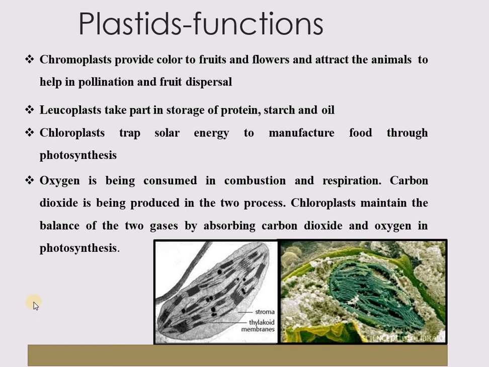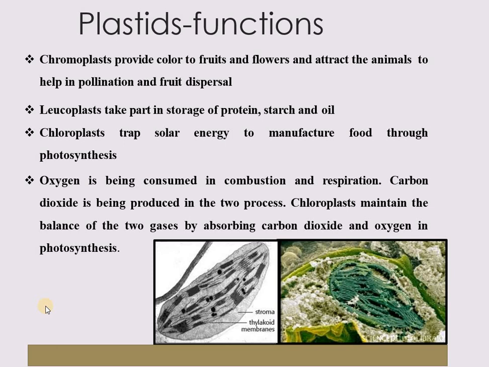Now, if we talk about the functions of the plastids in totality, then chromoplasts provide color to the fruits and flowers and attract the animals to help in pollination and fruit dispersal. Leucoplasts take part in storage of protein, starch, and oil. Chloroplasts trap solar energy to manufacture food through photosynthesis.